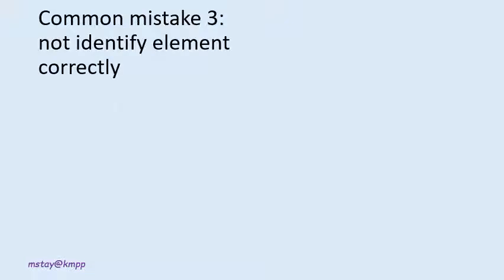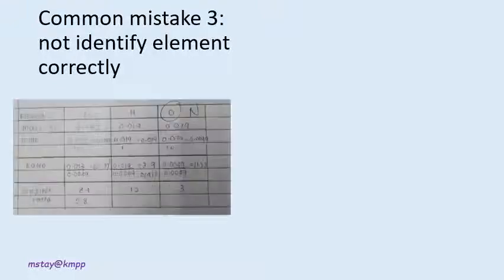Next, we notice that students didn't identify the element correctly. For example, the question mentions carbon, hydrogen, and nitrogen, but the student writes oxygen.